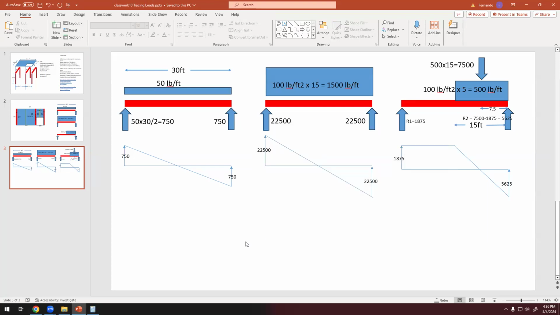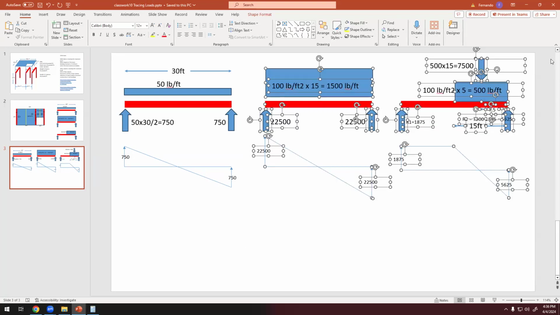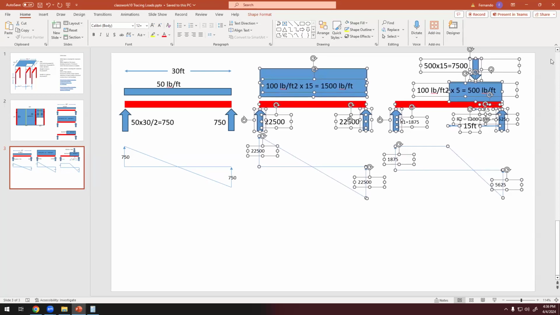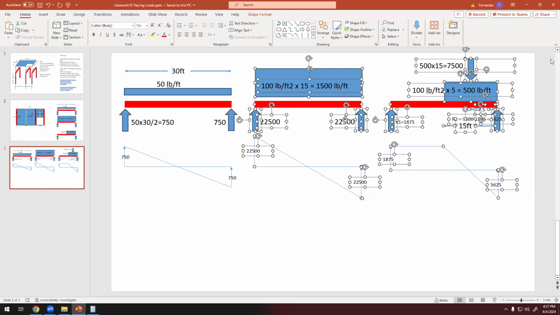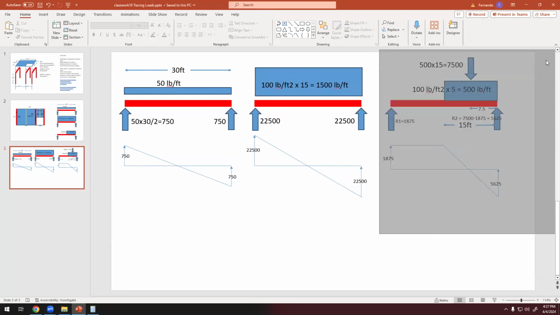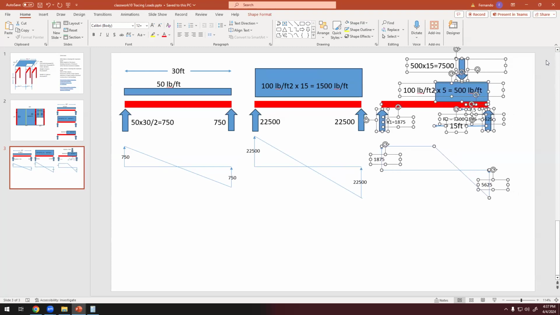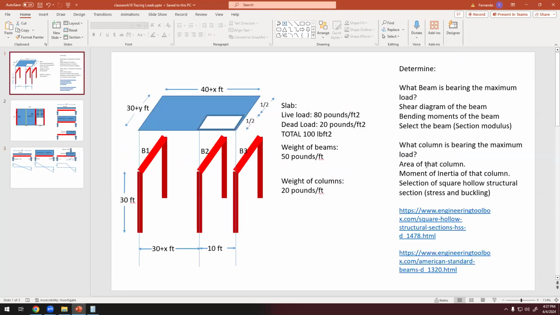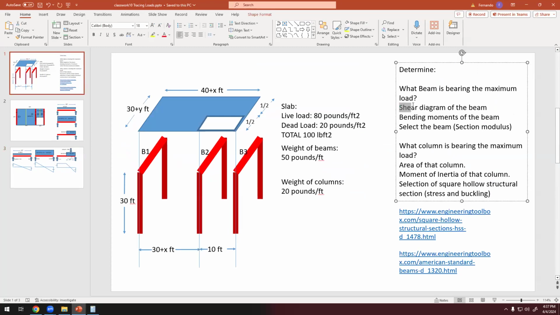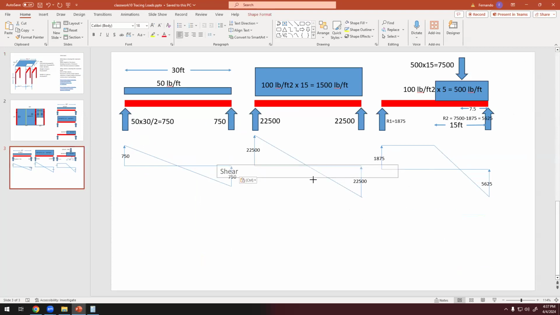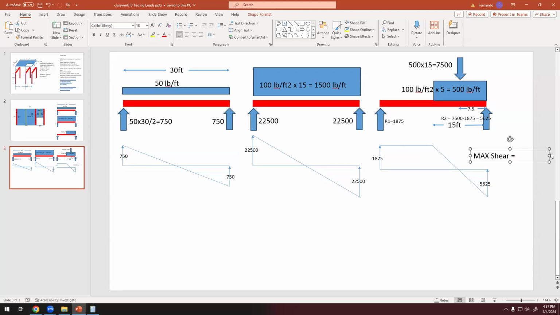Okay, because we have broken the beam down into 3 different beams, but now we have to give the total value. So my question is, what is the shear diagram of the beam? Okay. What is the maximum shear stress or shear value? What's the maximum shear of that beam?